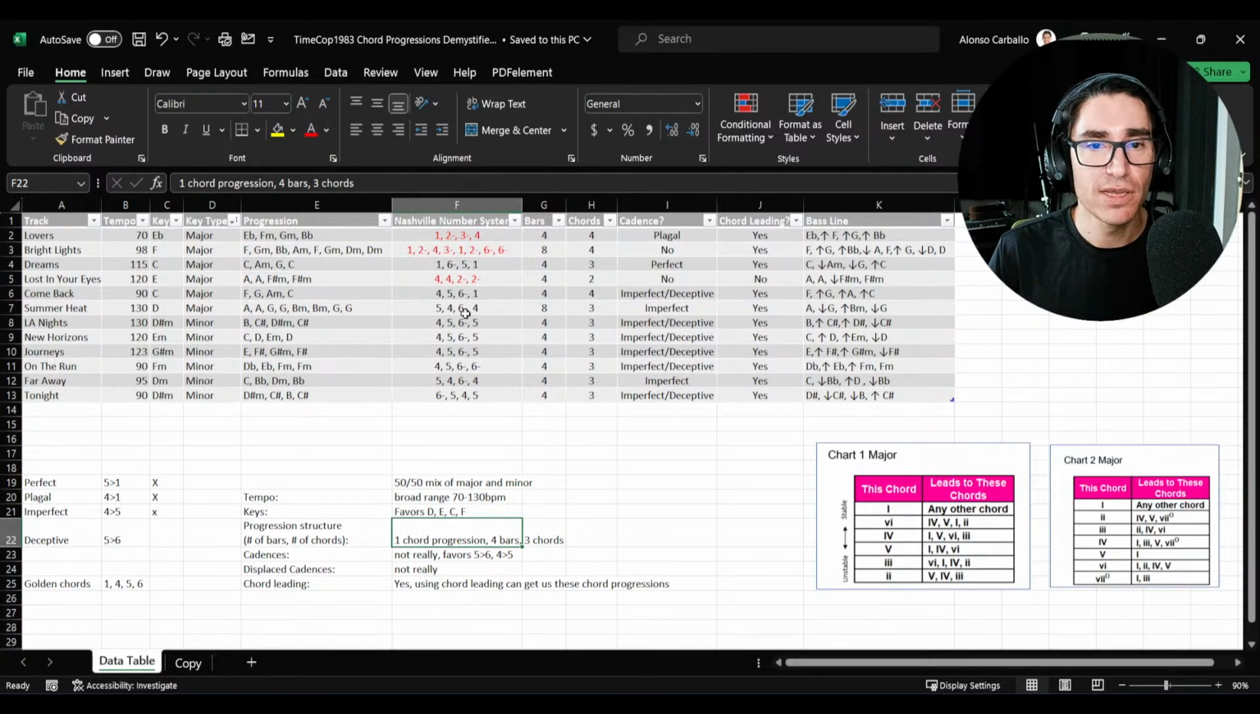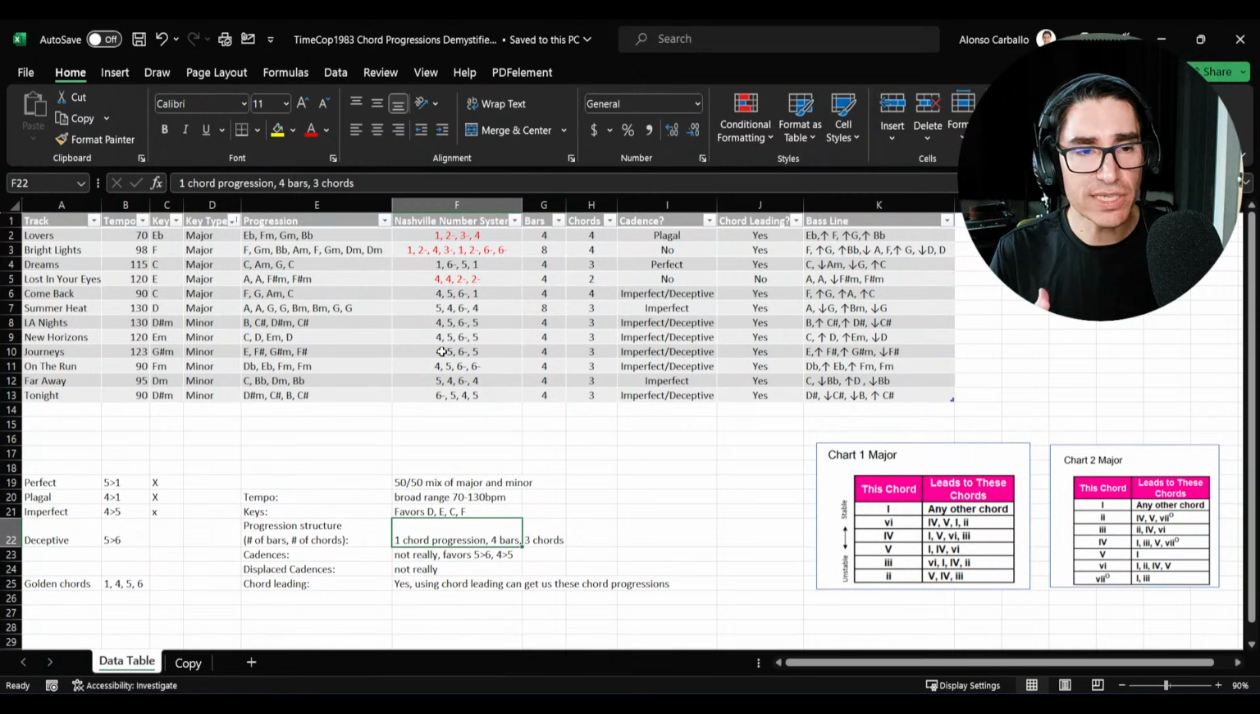For example, here, he's repeating the 2nd and the 4th. Here, he's repeating the 2nd and the 4th, but it's a different arrangement. Here, he's repeating the last chord twice. I don't see him repeating the first chord twice in the front like this. So he typically starts on the 4th chord. That's another thing that we mentioned. Cadences, it doesn't seem that he's using cadences or displaced cadences in chord leading. It seems that we can arrive at similar results using the chord leading charts.